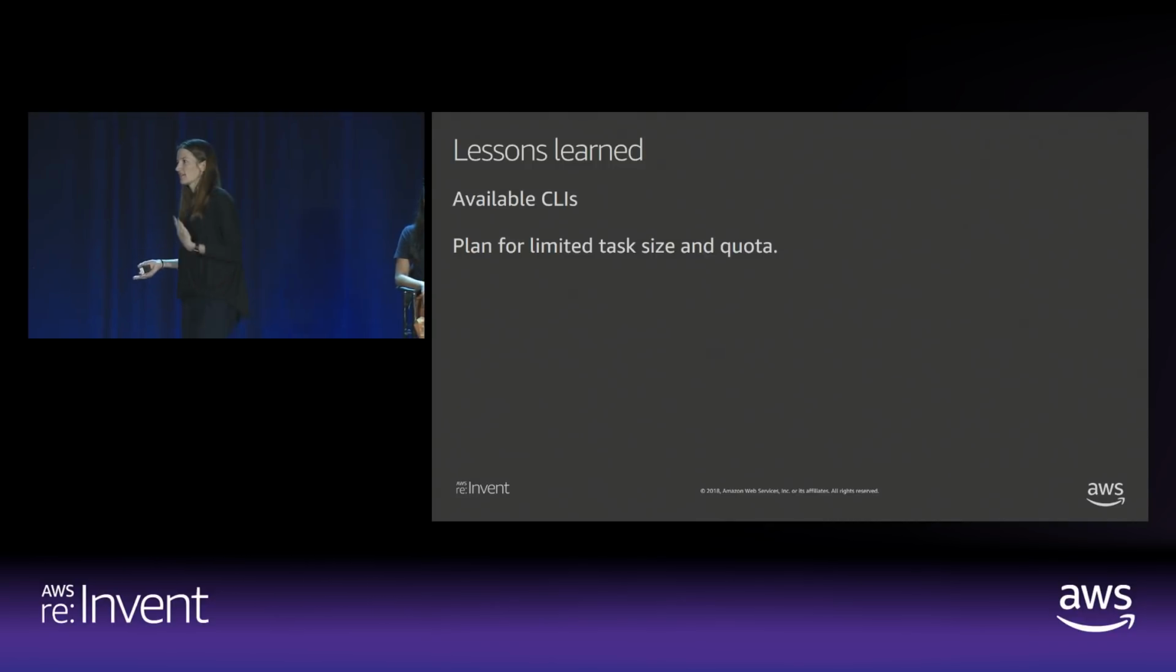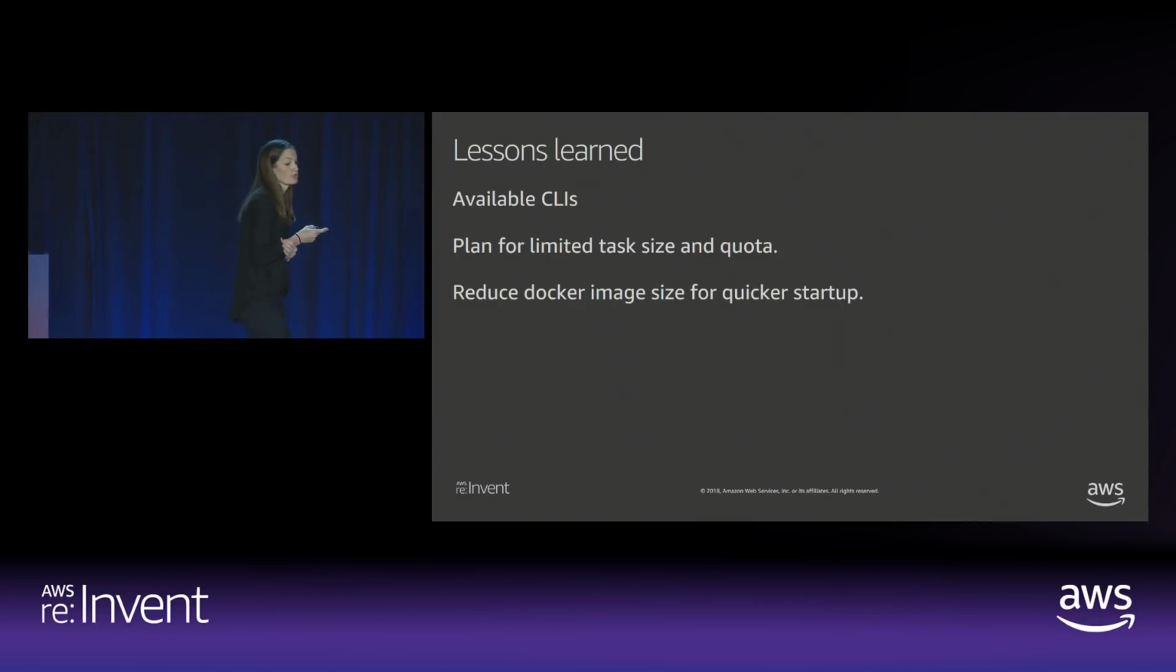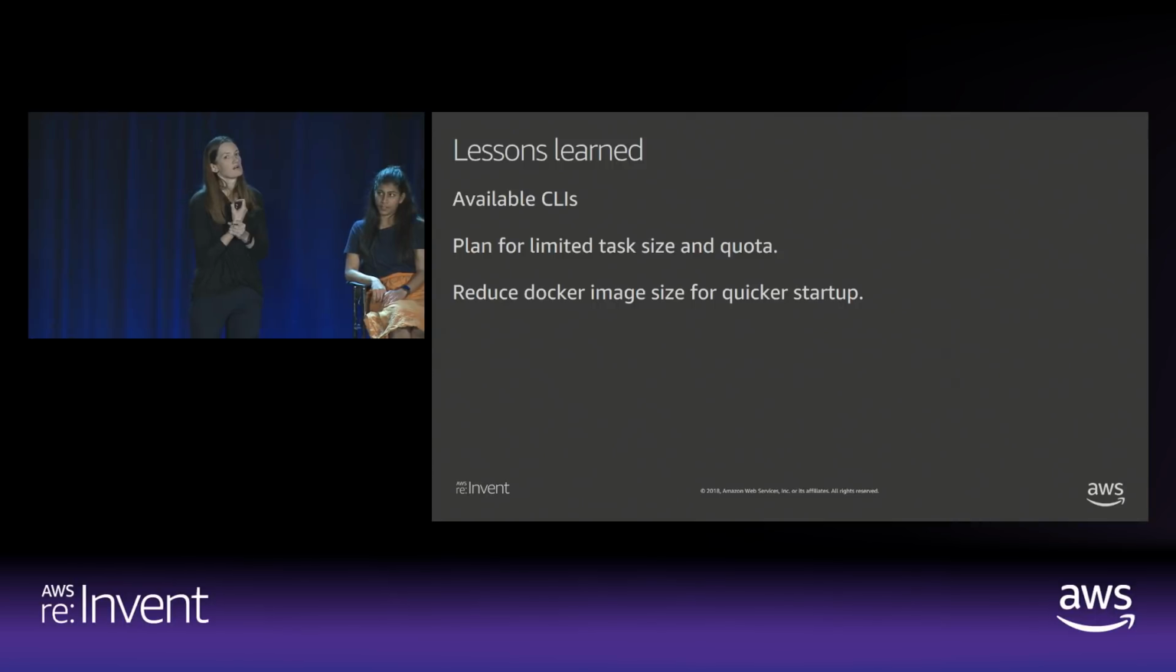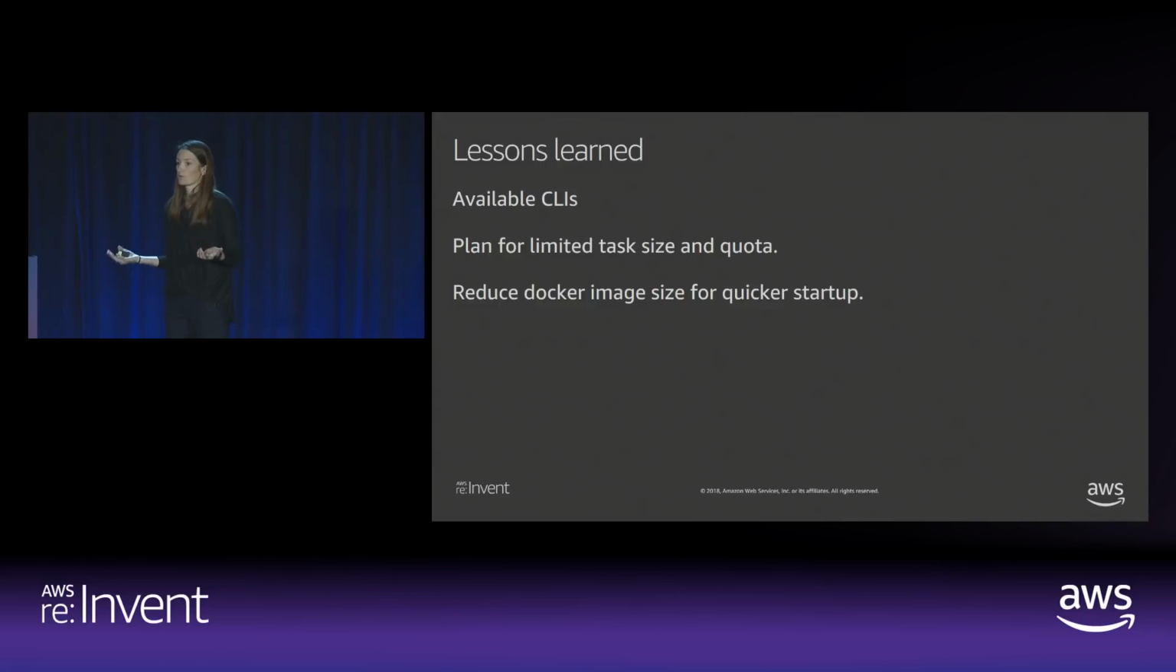That threw us off a little bit at the beginning, so be aware of that. Reduce your Docker image size. Fargate doesn't take too long to spin up, but it has to pull down the Docker image from wherever you're storing it, and we store ours on the ECR. So if your Docker image is large, it can take a while to pull down onto that container that Fargate has provisioned. So definitely take advantage of the different resources out there.